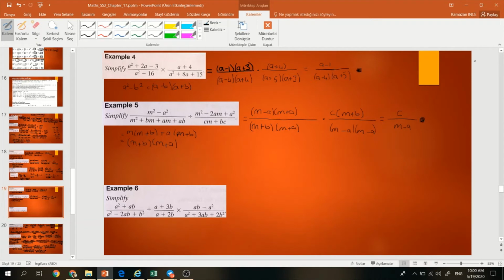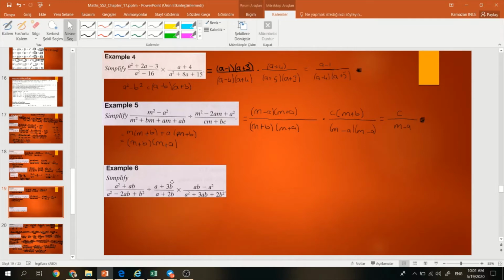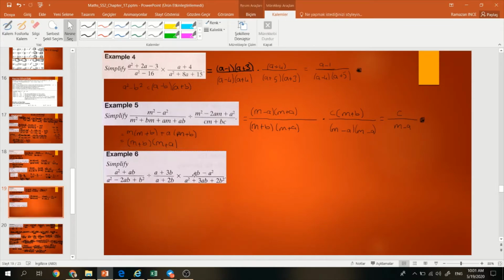Now let's look at the next question. It seems the next question is a bit confusing. Now we have three fractions here, three rational expressions. Don't avoid such questions, because you need to do the same thing, just step by step. Our question is equal to the first one, a squared plus ab. A is common, isn't it? Then we can write it like that, a times a plus b. That's it.